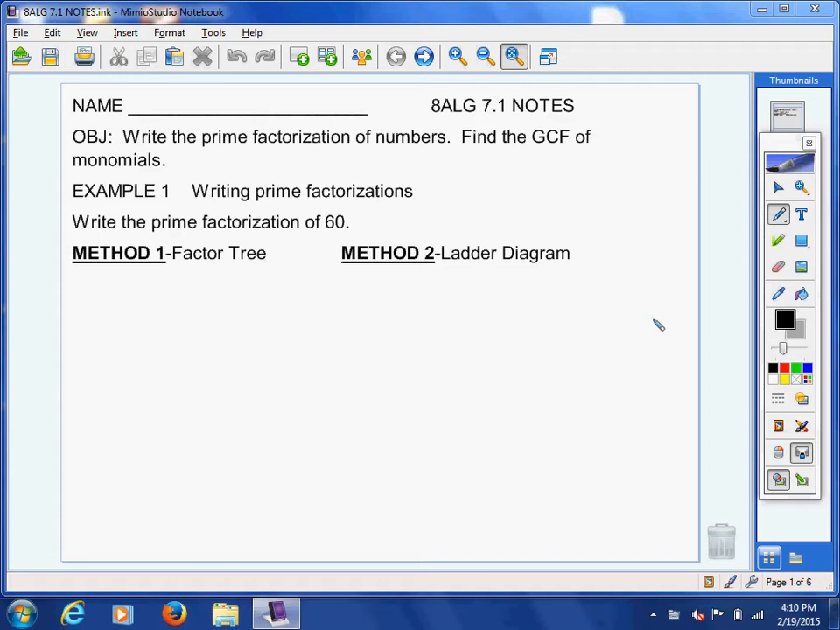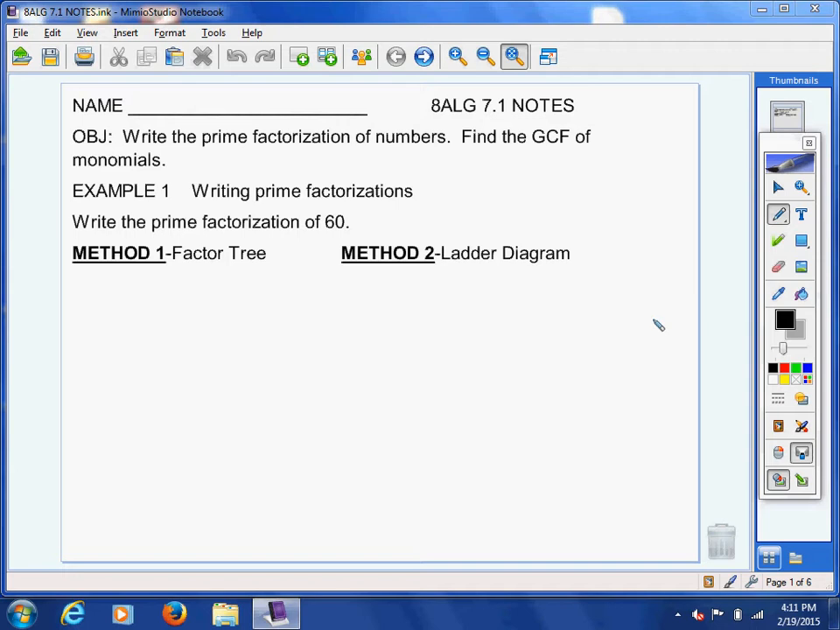Well, to begin our lesson today, we're going to start with just reviewing prime factorization of numbers. And I've just got two basic methods I want to show you. It really doesn't matter which one you choose. I think the more common one is the factor tree. The one that I've not seen until pretty recent, the last couple of years, is the ladder diagram. So I'll be glad to show that to you.